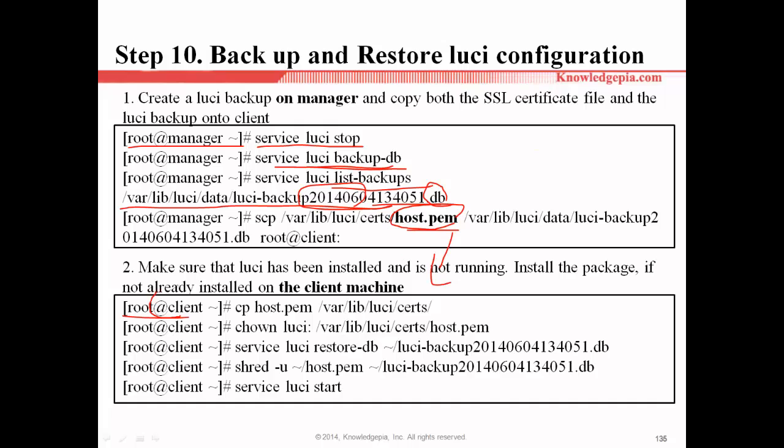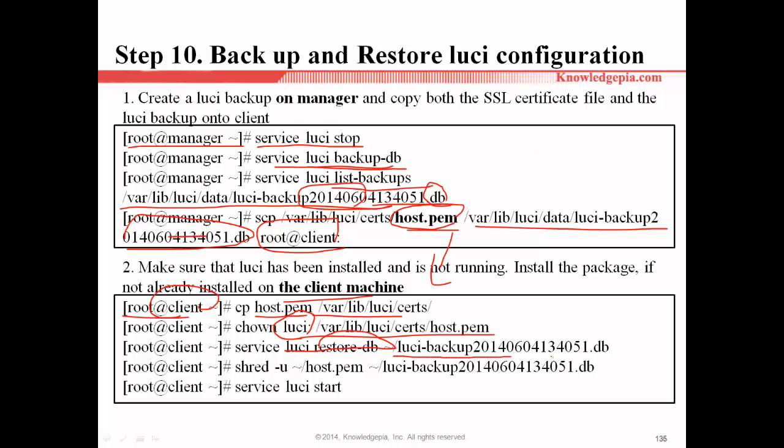In my case, it will be the client. And also, we need to copy this DB file as well. So in my case, I will copy these two files to the client system, and the client system here is the backup server. So copy this one where? Here, the certificate directory, and have that ownership as luci, and have that service here.